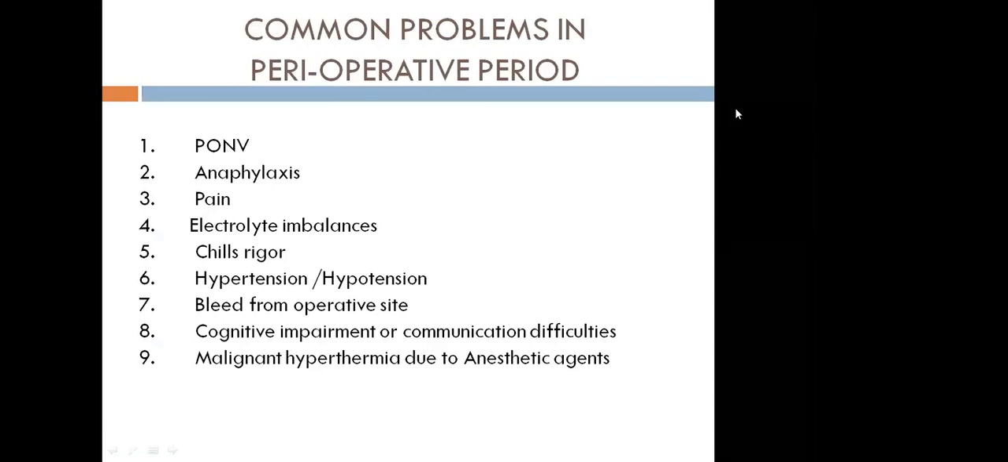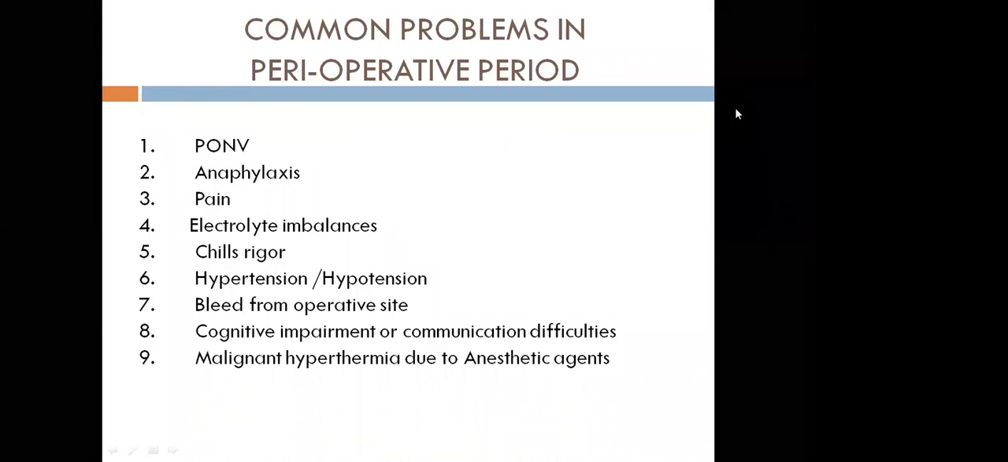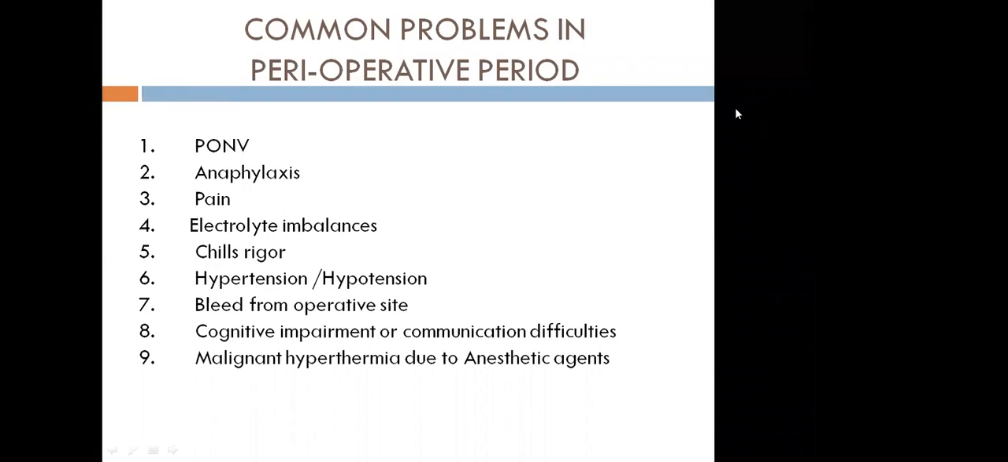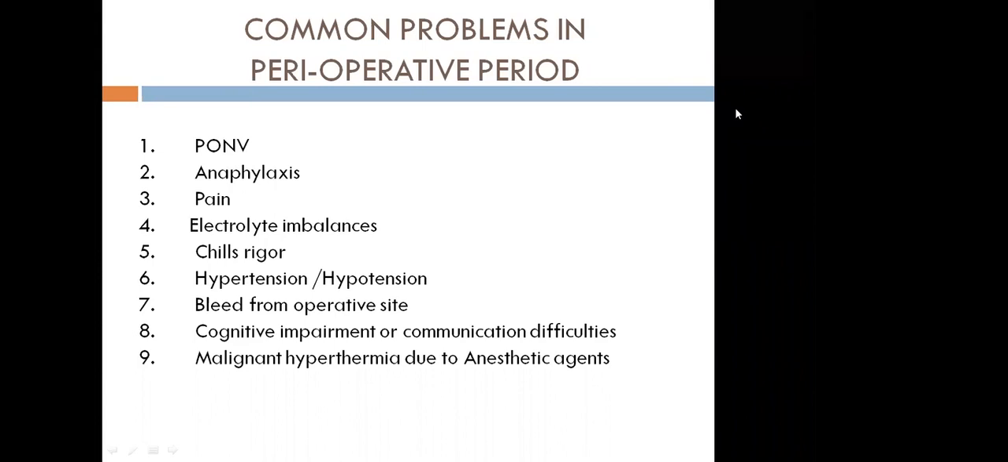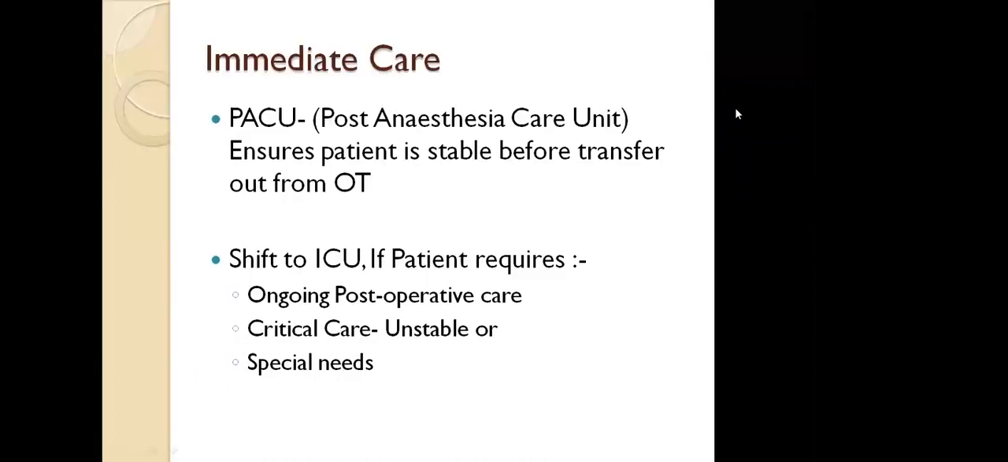What common problems do we encounter during the perioperative period? Post-operative nausea and vomiting is the most common. Then anaphylaxis, post-operative pain, electrolyte imbalances, chills, rigors, hypertension or hypotension, bleeding from operative sites, cognitive impairments, and sometimes malignant hyperthermia because of anesthetic agents.